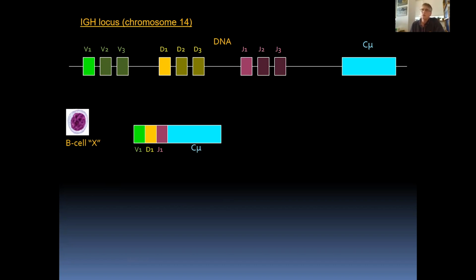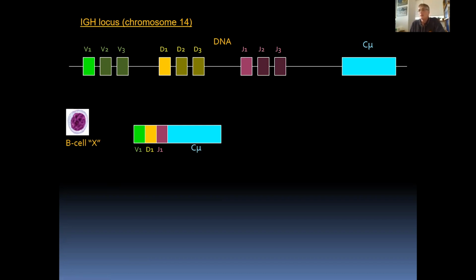So on top here, we see the germline version of the immunoglobulin heavy chain. And as you can see, there are various so-called modules. There's the V modules, V for variable. There's the D modules for diversity and J modules for junction. And at the very right-hand corner, we have the constant region of the immunoglobulin chain.